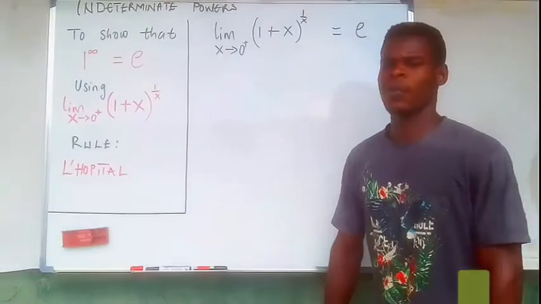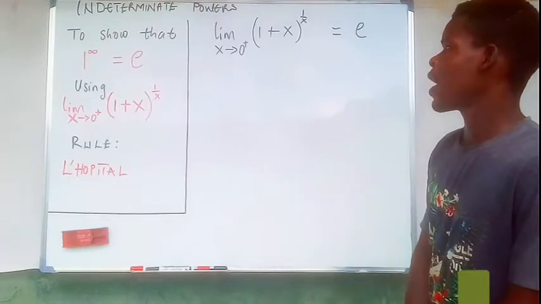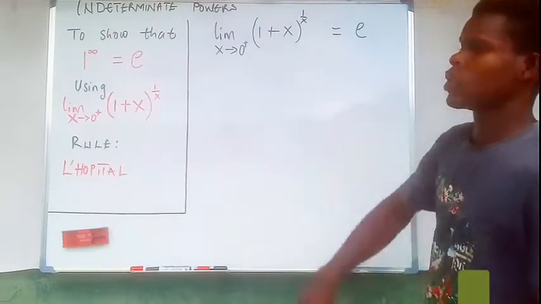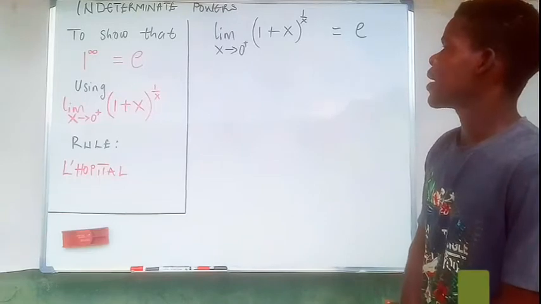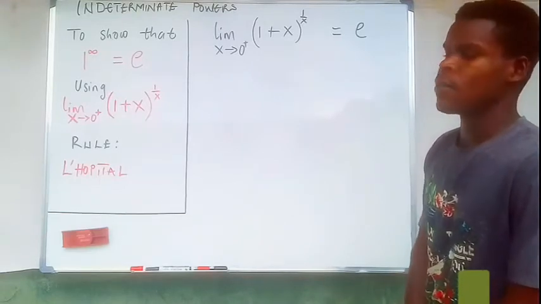Now here we will just go ahead and prove that the limit as x approaches 0 from the right of this function, (1 + x)^(1/x), is equal to e.